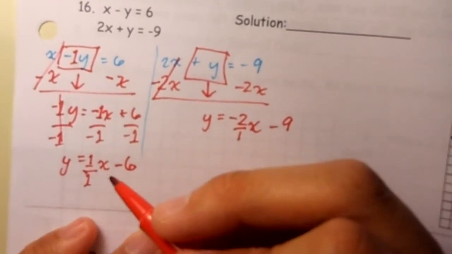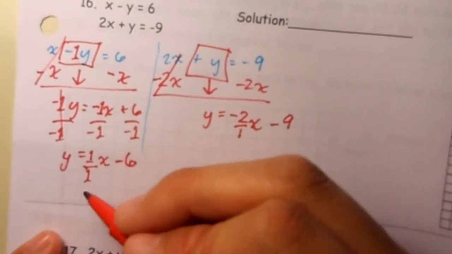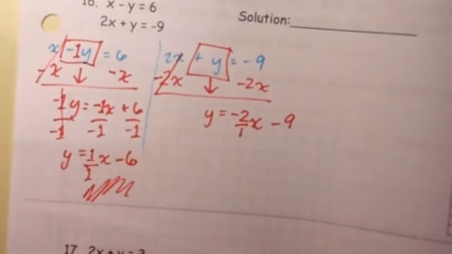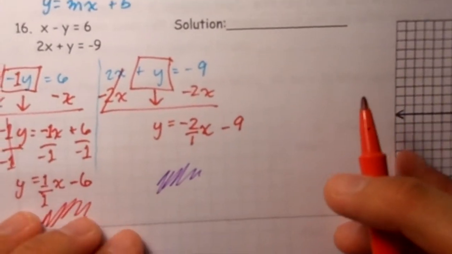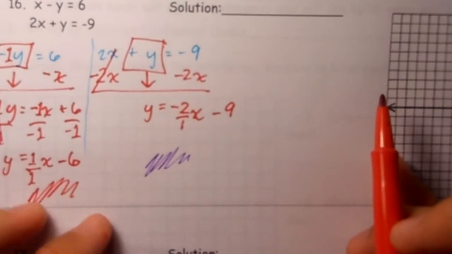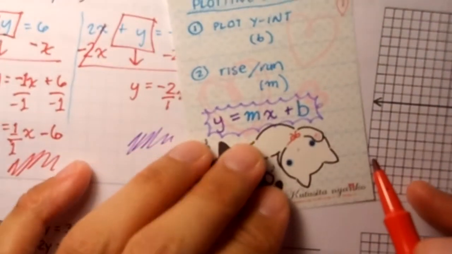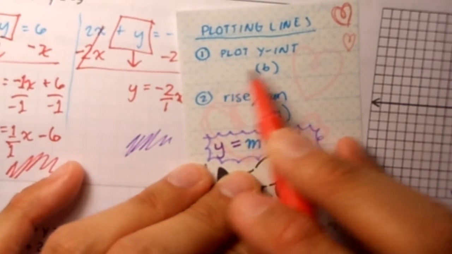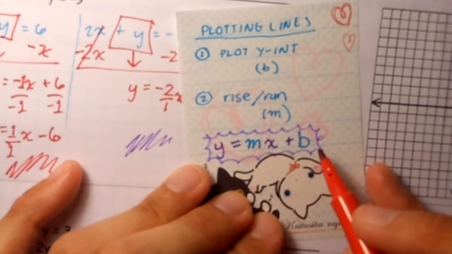Now that we have both of our equations in slope-intercept form, we can go ahead and graph it. So I'm going to graph this one in red, and I'm going to graph this one in purple. Whenever we solve by graphing, we graph both lines on the same grid, and we see the point of intersection. Where do those two lines meet? Remember guys, whenever you're plotting lines, there are two main steps. Plot your y-intercept, and then do your rise over run in that form.